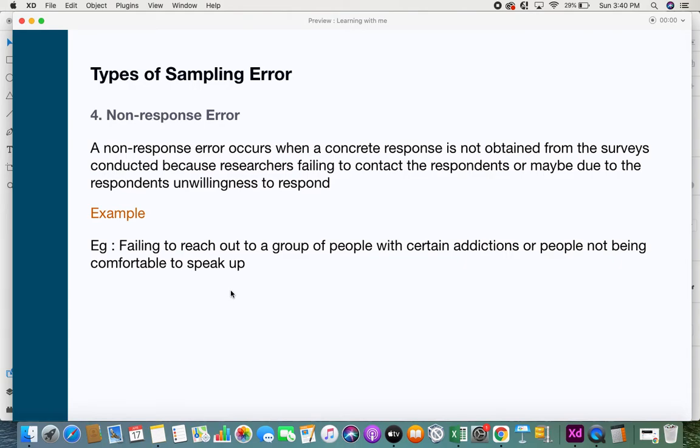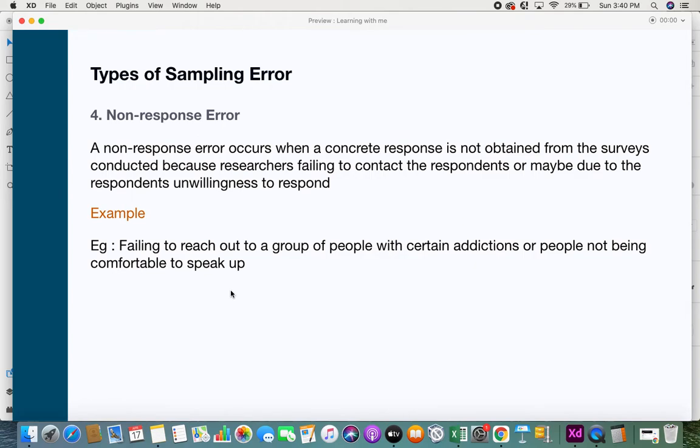Another one is, though you know the people and you have reached out to them, they can respond to your survey and provide valuable information, but sometimes they will not respond, they will not speak up. At that time also it leads to a non-response, which causes an error in your sampling. So these are the common types of sampling errors that occur.